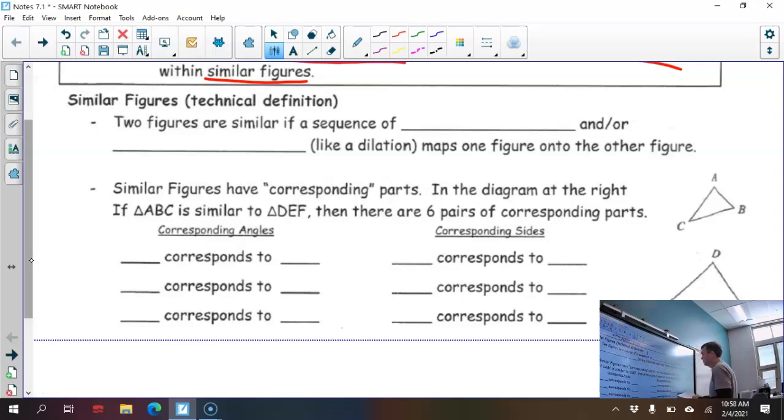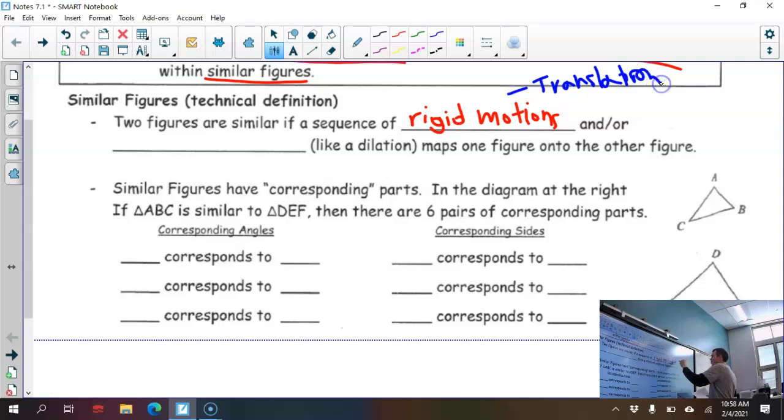Two figures are similar if a sequence of rigid motions, right? A rigid motion is like a translation or a reflection or a rotation. Those are things that we did back in Chapter 3. Those are called rigid motions because they do not change the size and shape.